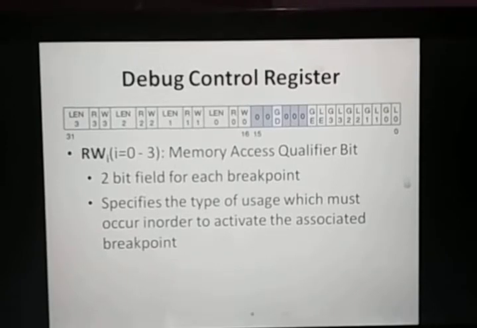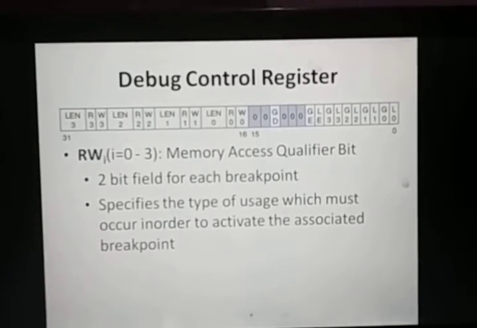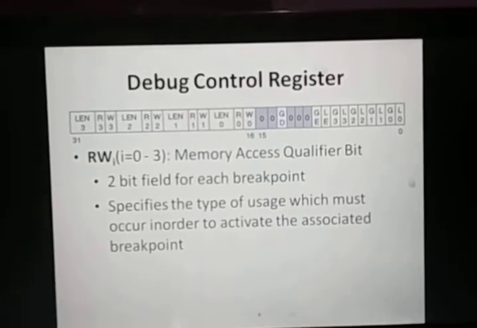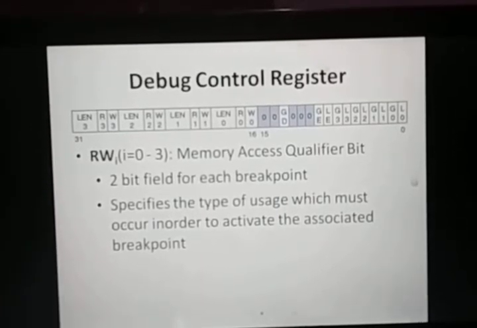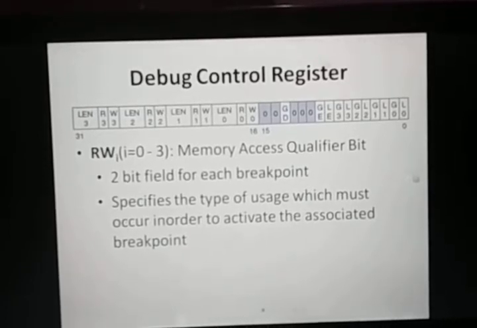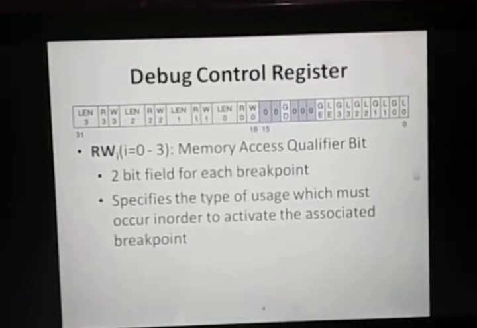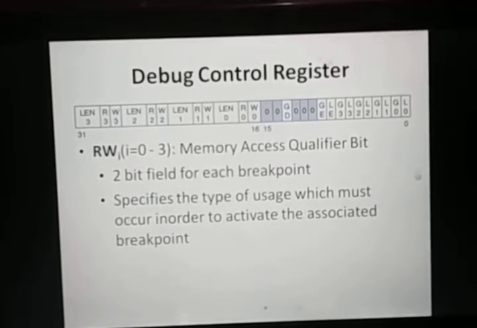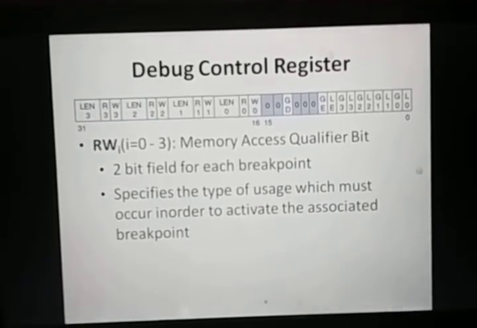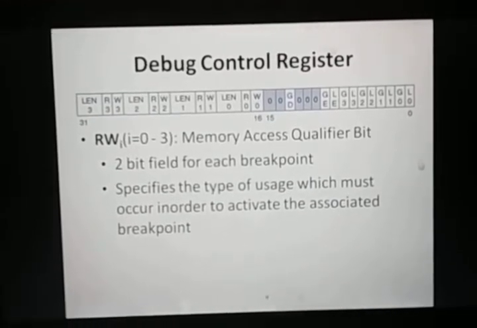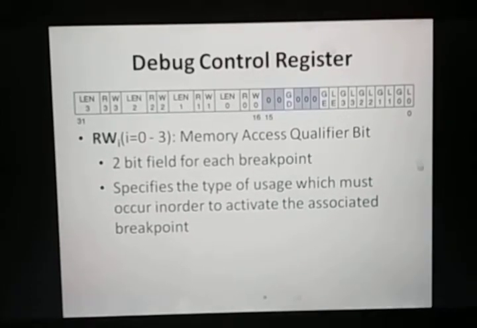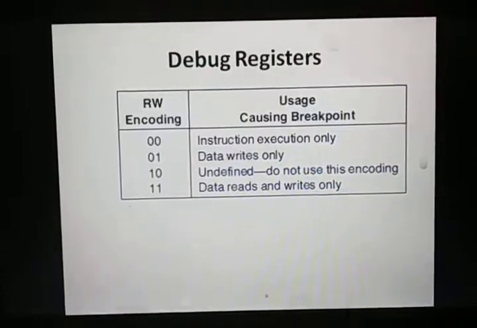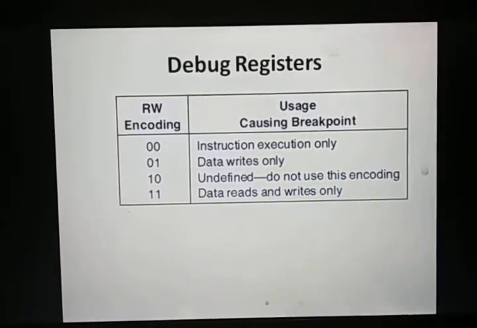Then in the debug control register, the next bits are the read write bits, with i equal to 0 to 3. You can see in this diagram W0 to W3 and R0 to R3. This is the memory access qualifier, also a 2-bit field, and it specifies the type of usage which must occur in order to activate the associated breakpoint condition. So basically this defines what operation you will perform.